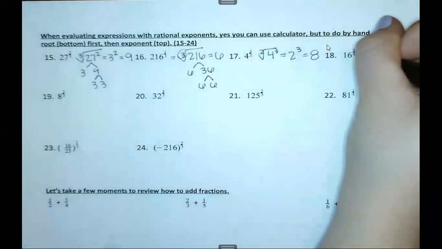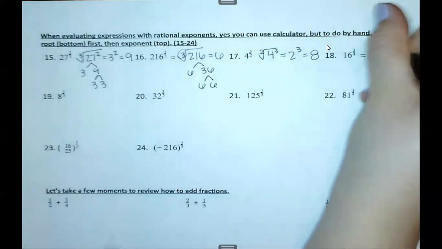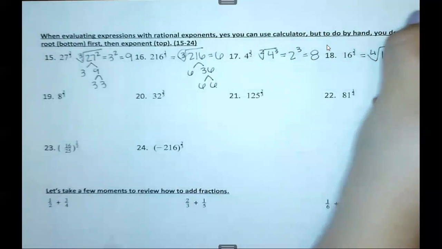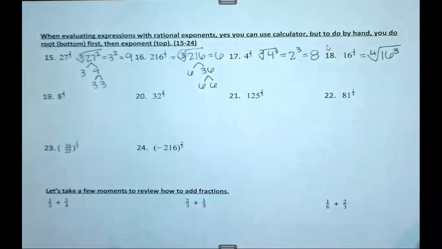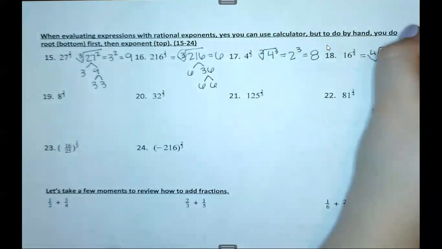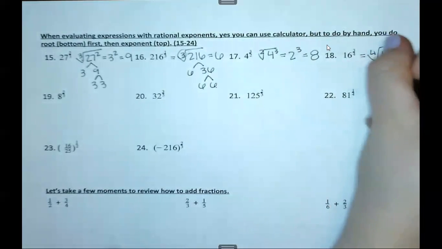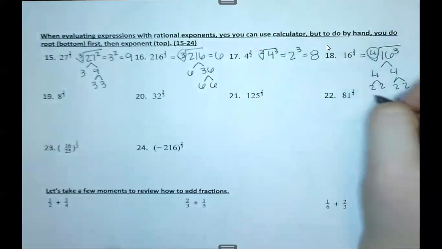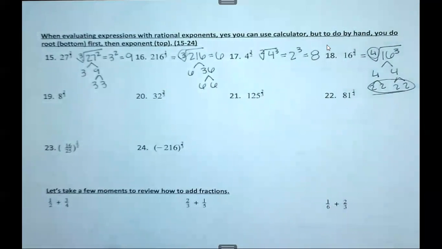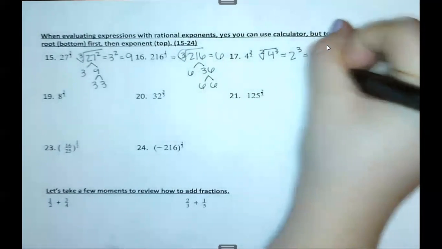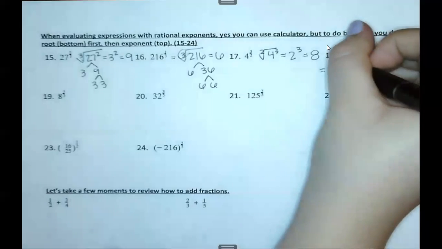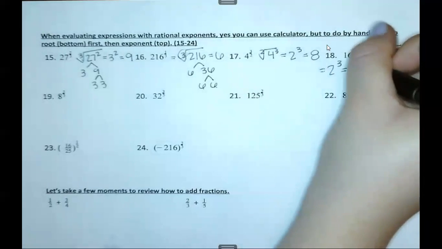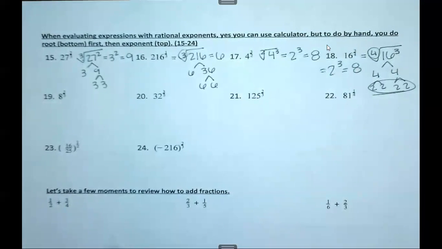On number 18, we're taking the 4th root of 16 to the 3rd. So we're going to do our root first. So I'd probably split this into 4 and 4, which split into 2 and 2 and 2 and 2. I need 4 of the same, and I found 4 of the same. So I'm going to get to pull out a 2, and it's raised to the 3rd power, and 2 to the 3rd power gives us 8.